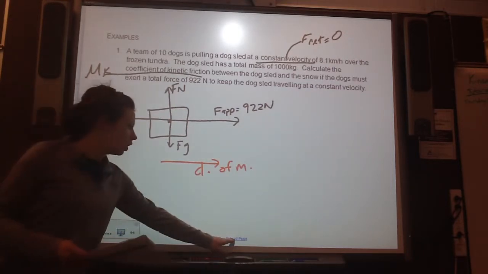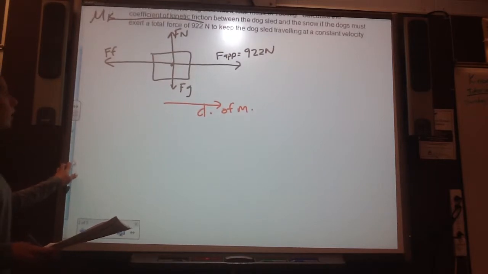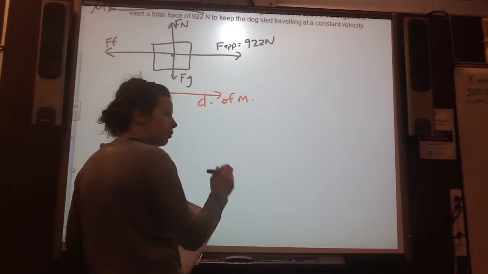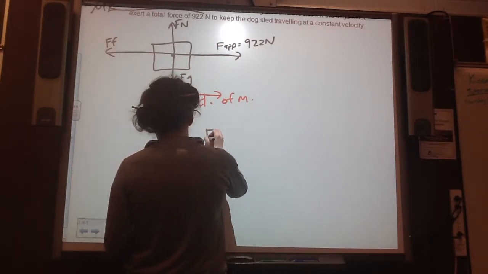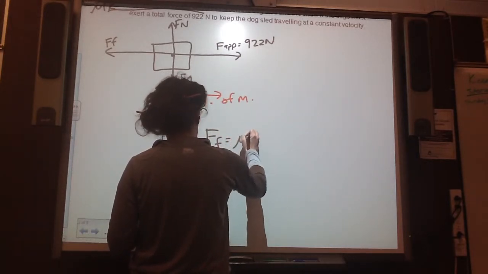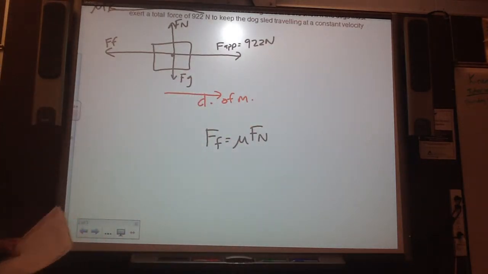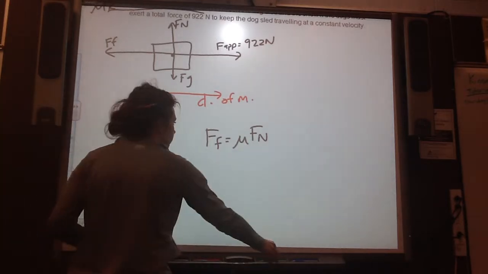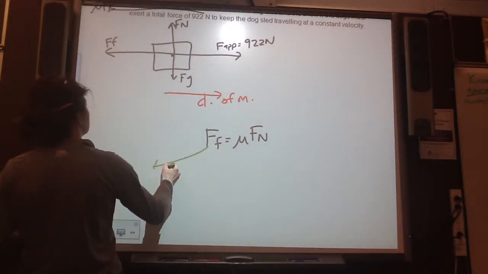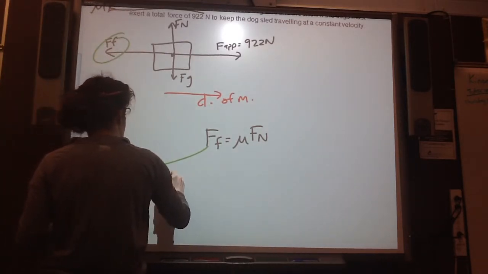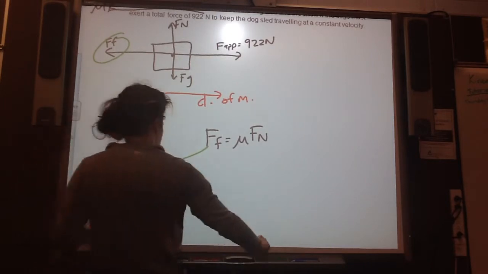So, just like with our kinetics unit, we have to break up these vectors into horizontal and vertical. Because, let's look at this. Our formula that we need is FF is equal to mu Fn. If we look at our free body diagram, this FF, look, it is horizontal.